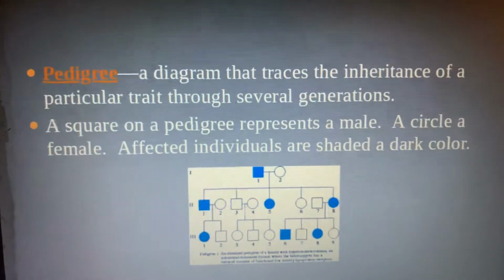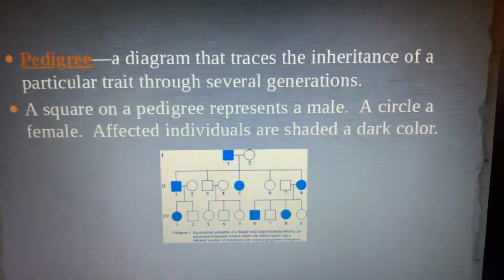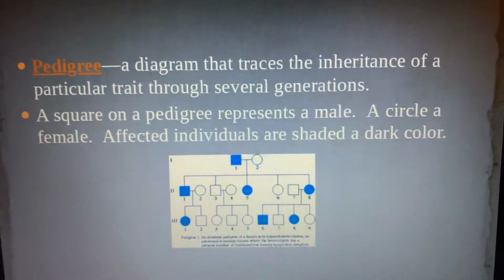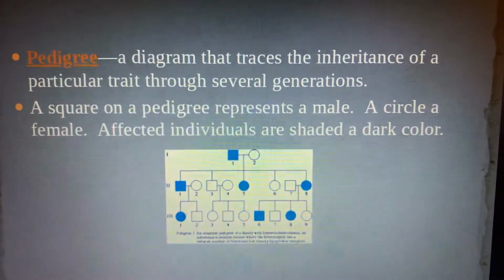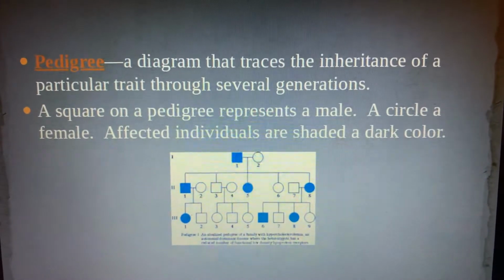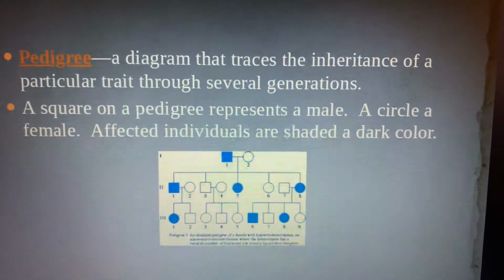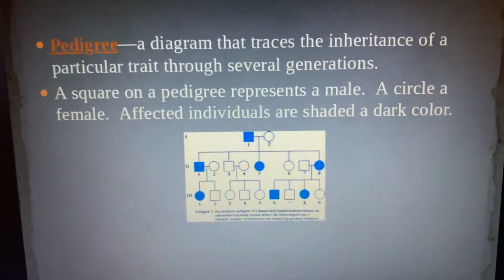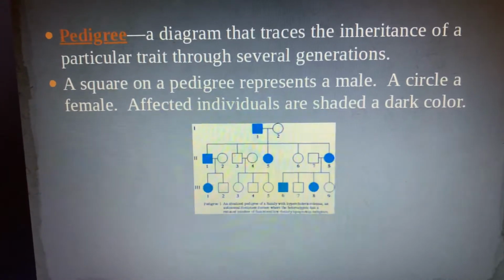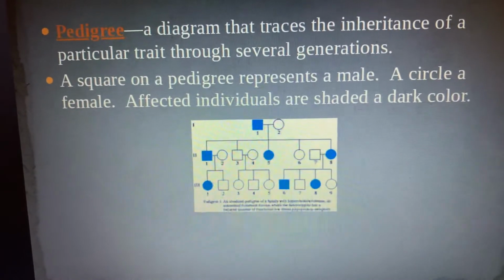A pedigree, this is similar to what you just saw on the other slide, is a diagram that we can use to trace within a family how something's being inherited. It could be something as simple as blue eyes or brown hair. But for most scientists or geneticists, they use a pedigree to trace the inheritance of a disorder.